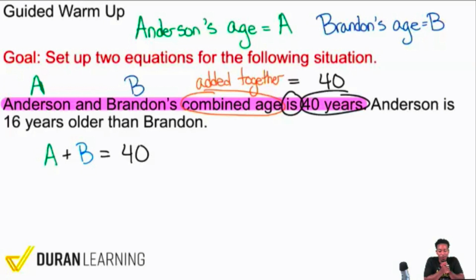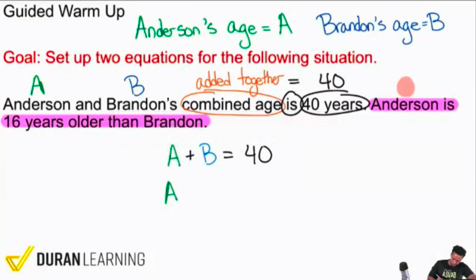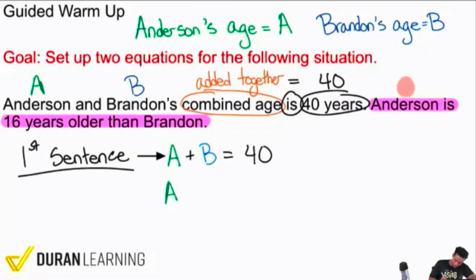All right. So with that, let's go into the next phrase here, the next sentence. Let me just erase this so I can get your full attention. So I'll have: Anderson is 16 years older than Brandon. So everyone, let's just capture the attention here. If I say Anderson, everybody, what letter represents Anderson? Correct. That's going to be A. So let me make sure that this is very, very clear by doing this. First sentence, second sentence.